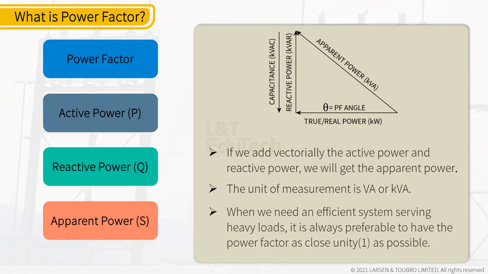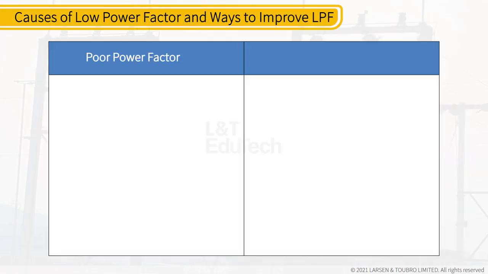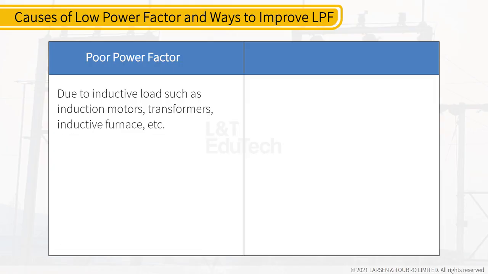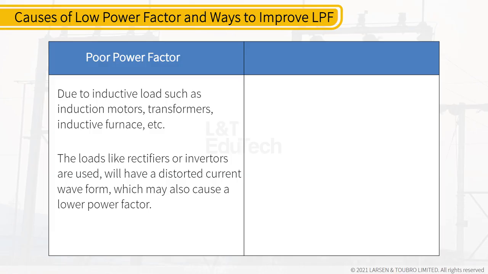When we need an efficient system serving heavy loads, it is always preferable to have the power factor as close to unity as possible. Let's look at reasons for low power factor and ways to improve it. The poor power factor may be due to inductive loads such as induction motors, transformers, inductive furnaces, etc. Loads like rectifiers or inverters have a distorted current waveform, which may also cause lower power factor. Now let's discuss the ways to improve LPF.